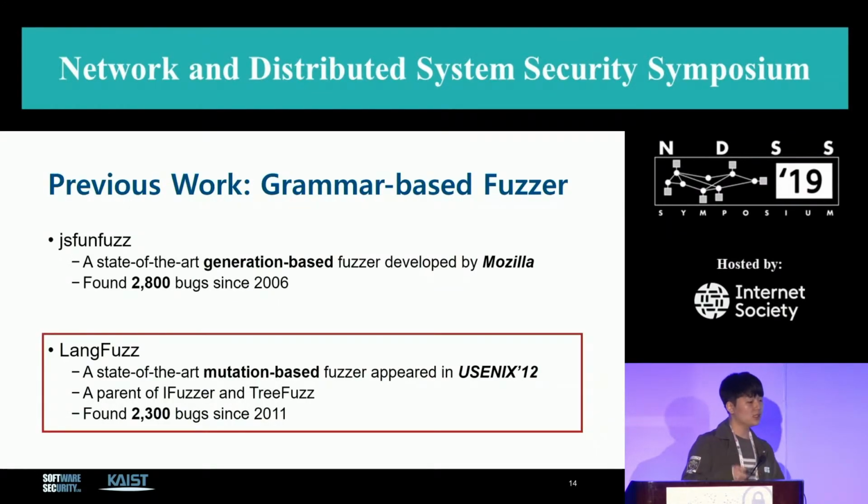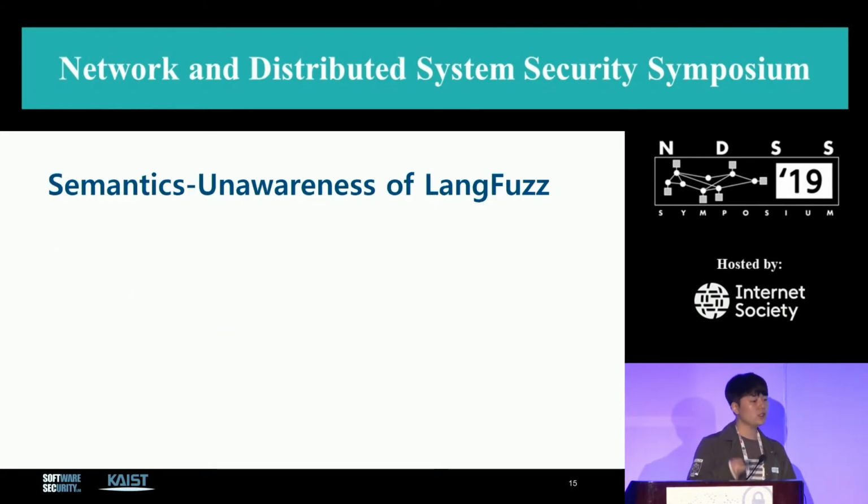And the next state-of-the-art fuzzer is LangFuzz, and it also did not care about semantics. Unlike jsfunfuzz, we cannot evaluate LangFuzz because the source code of LangFuzz is not publicly available. So let's see how LangFuzz works with some examples. LangFuzz is a mutation-based fuzzer which randomly replaces a JavaScript AST subtree with another subtree whose type is the same as the original's.